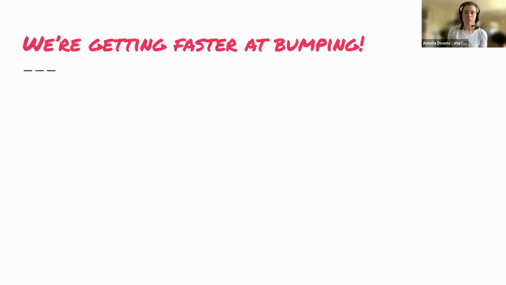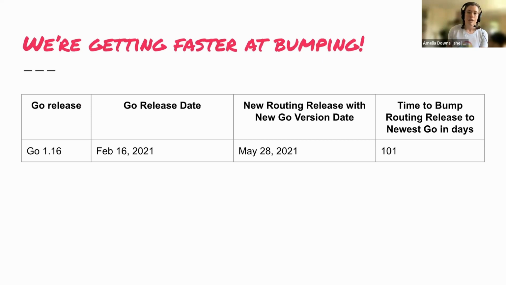And all of this has really paid off because we are getting faster at bumping Go. For Go 1.16, which was released in February 2021, we cut a new routing release using Go 1.16 in May of 2021. So this Go bump took us 101 days. Obviously, we have to bump Go in many other releases as well, not just routing release. But routing release is often the most difficult and the last to be bumped because Gorouter is very exposed to end user interactions, which we don't control. So we often make the most code changes in routing release.